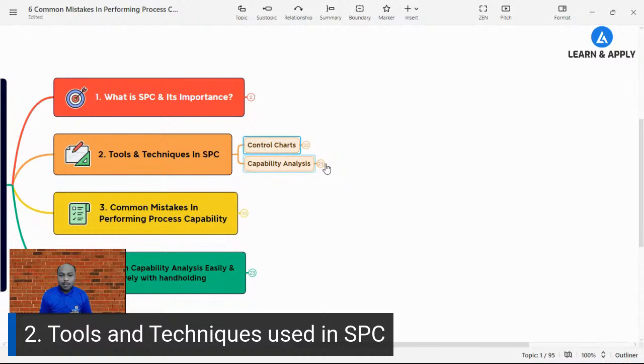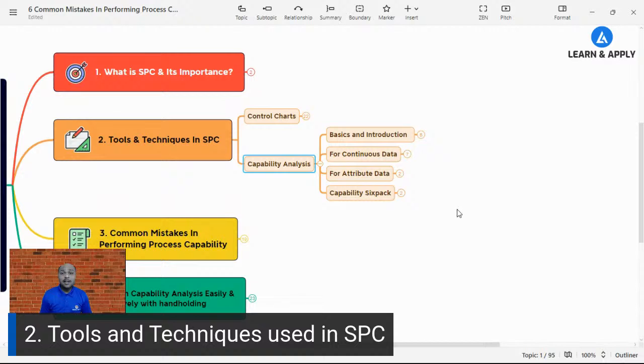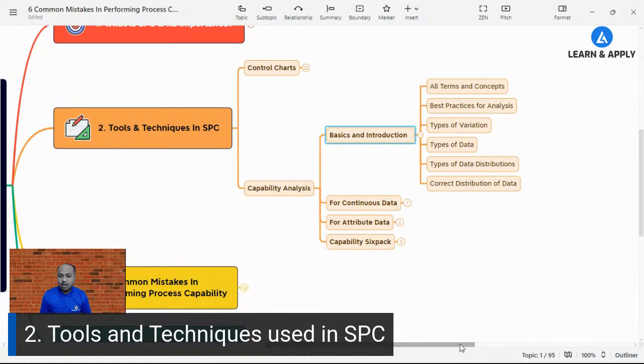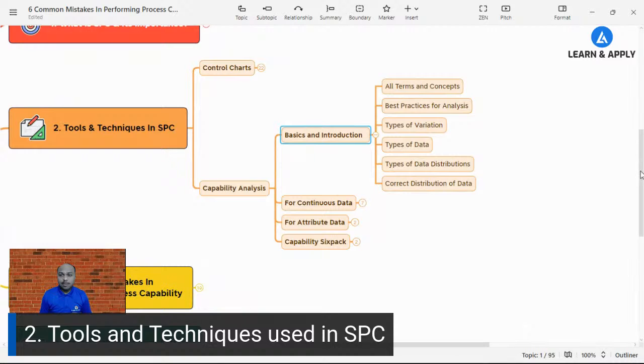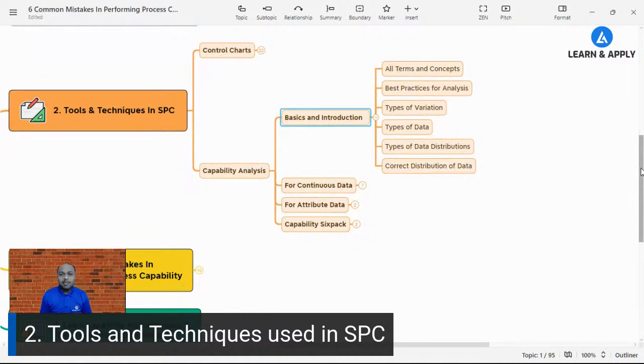Now, as part of capability analysis, there is again a huge list of tools that we can use. First of all, if you want to learn process capability analysis, we need to understand all the concepts and terms that are used in it. Now, why am I explaining this to you? Because this is again one of the common mistakes.